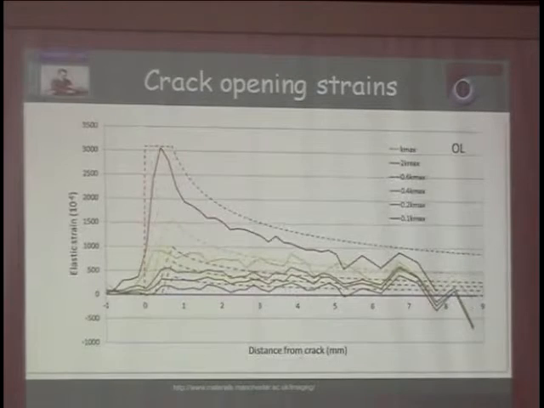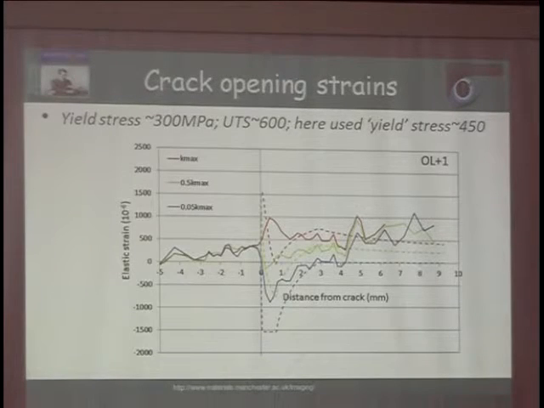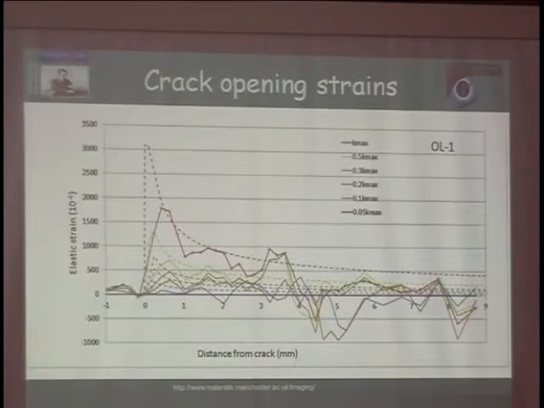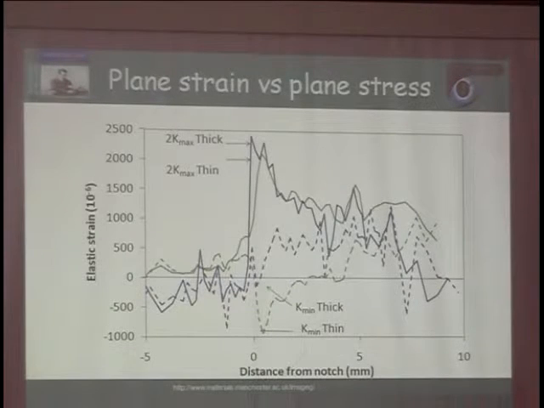And of course in plane stress, you'd expect a large plastic zone, and you can see, as I say, a large plastic zone here of 2 to 3 millimeters. So what about plane strain? If we look at plane strain and compare plane stress with plane strain, I've shown the purple ones are the plane strain, and the green ones are the plane stress that I've just shown you.